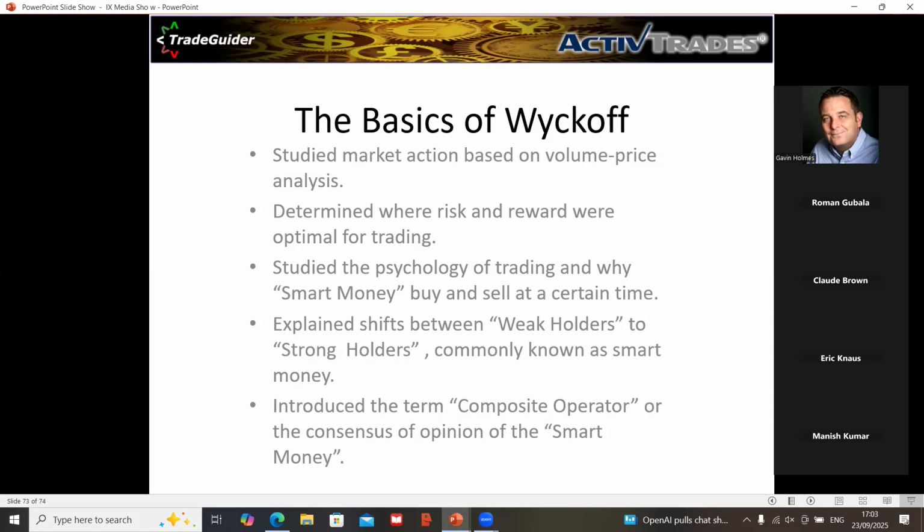He studied the psychology of trading and why smart money buy and sell at a certain time, hence the reason for my third book. He explained the shifts between the weak holders, the people that panic, to the strong holders, commonly known as what I call smart money. He introduced the term the composite operator, or the consensus of opinion of the smart money. Trading in the Shadow of the Smart Money deals with exactly this concept, because it's exactly what Tom taught me, because he was the smart money. He was part of it.